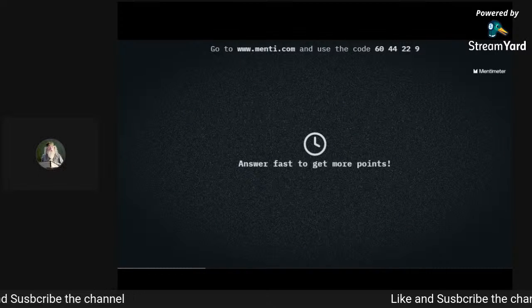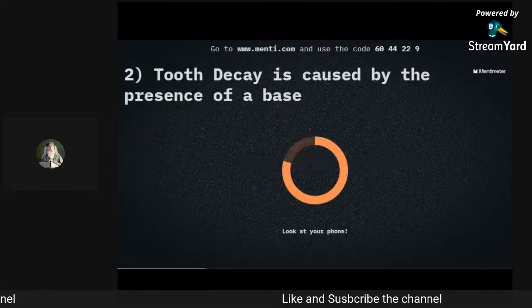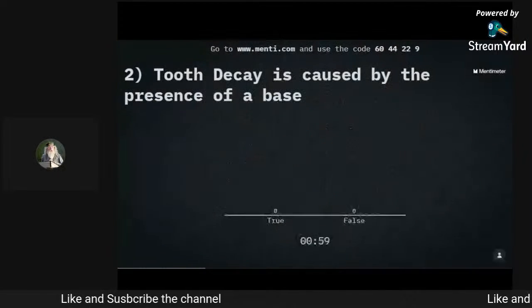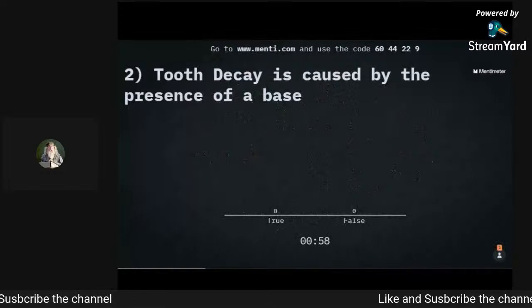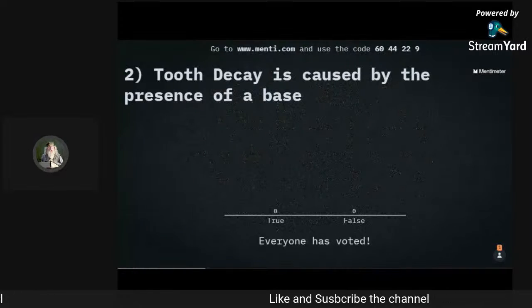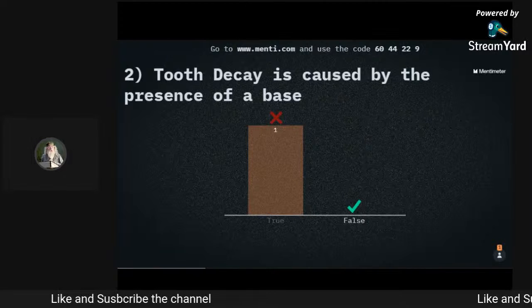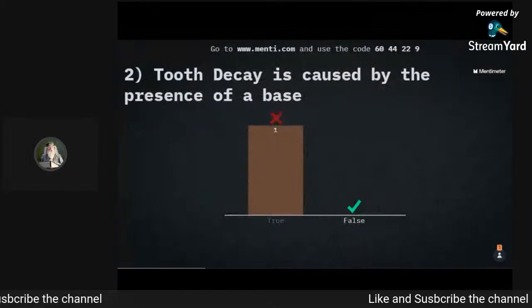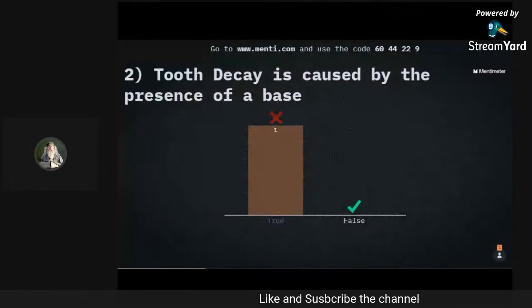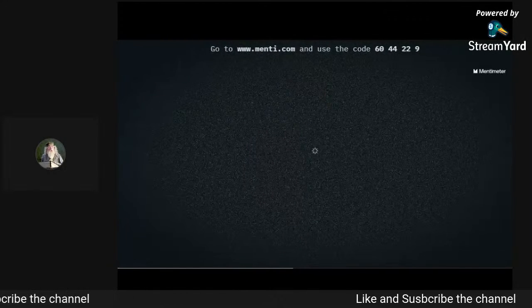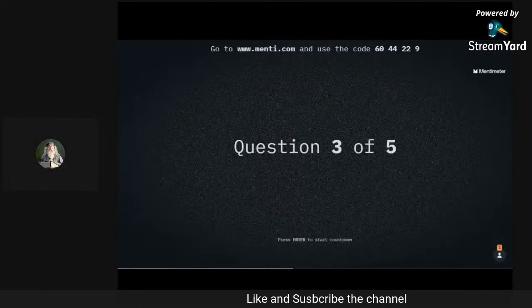Next question. Tooth decay is caused by the presence of a base. Is it correct? No, it is wrong. Tooth decay is caused by the presence of an acid, not by the base. The acid that bacteria excrete.